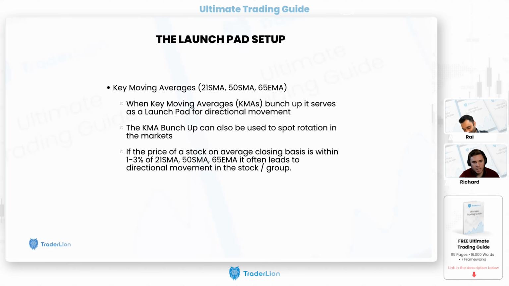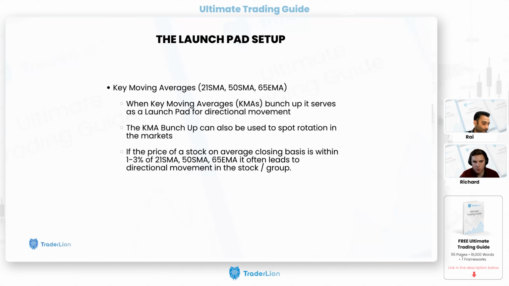So the Launchpad setup, Ross is huge on this one. And again, it comes from studying a lot of charts. We're looking at the key moving averages, the 21-day simple, the 50 simple, 65 EMA, and basically watching for after a correction, we start to see a move upward, all the moving averages compress here, and everything moves together, and it's basically compressing the energy. And from this bunch up of moving averages, where they're all very close within a few percentages, we often see directional movement in the stock and group to the upside.